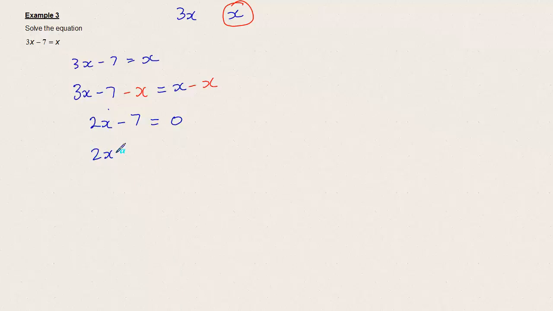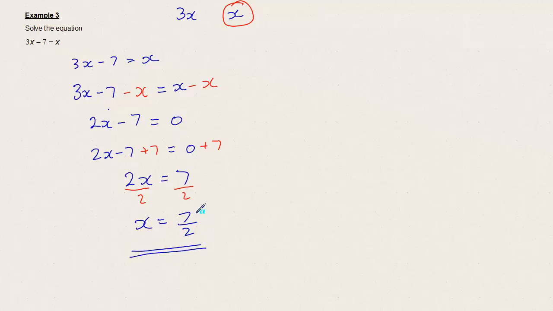Now let's add 7 to both sides. So that's 0, add 7. So that leaves me with 2 x's over here and 7 over here. Divide both sides by 2, and that gives me that x is equal to 7 over 2. And we can write it like that. There's nothing wrong with giving your answer as a fraction.